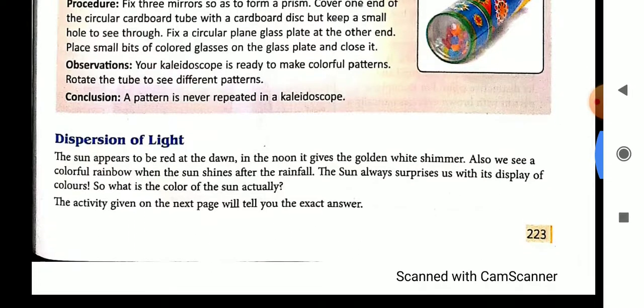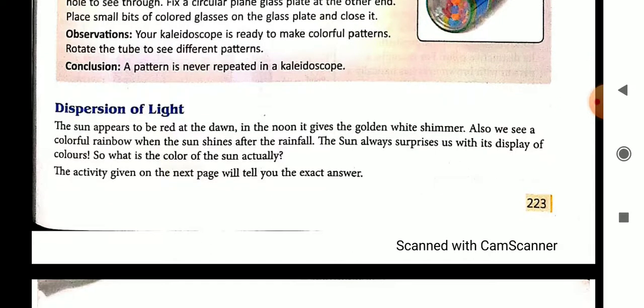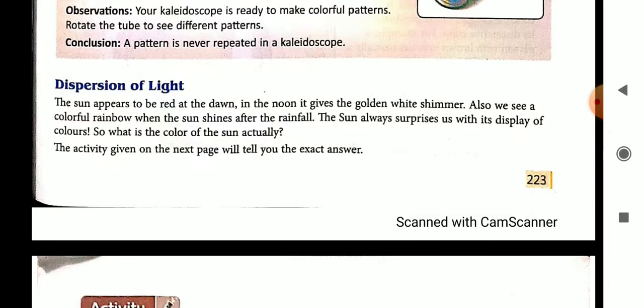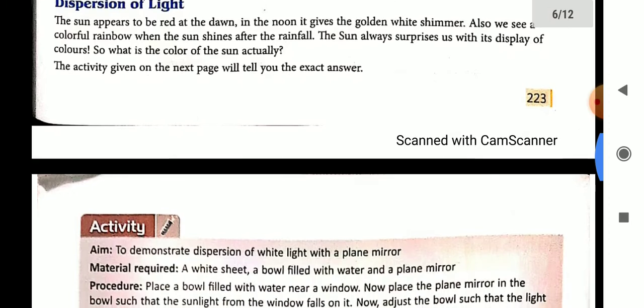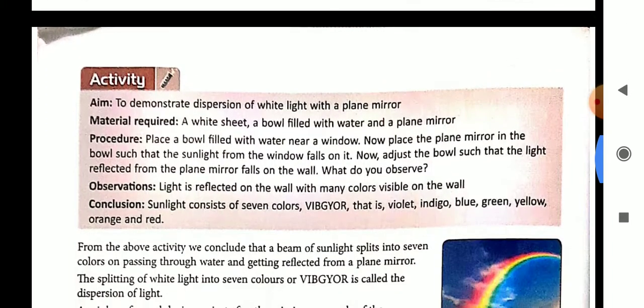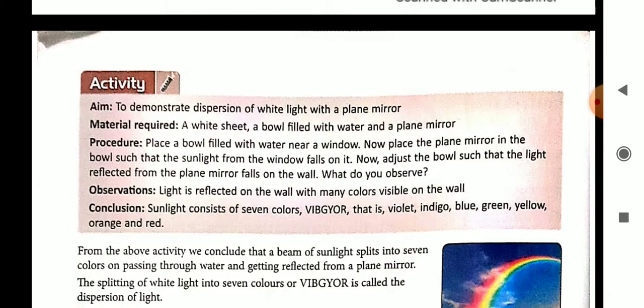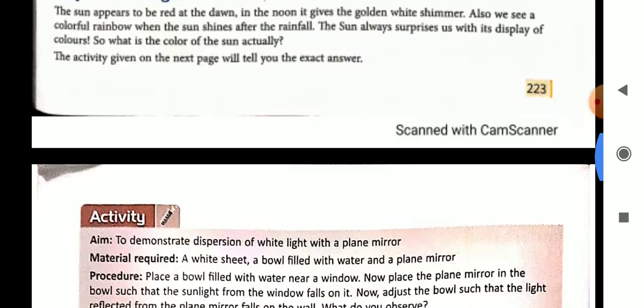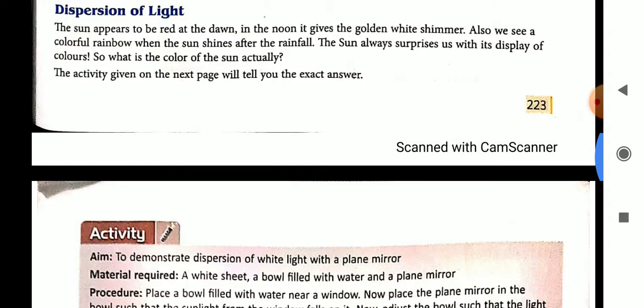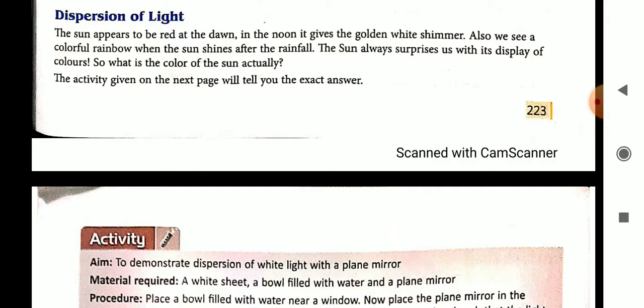Next is dispersion of light. Dispersion means the splitting of white light into 7 colors. The sunlight is white in color and it splits into its 7 colors, which is known as dispersion of light. Splitting means to break. It gets divided, it gets spread into its 7 colors.